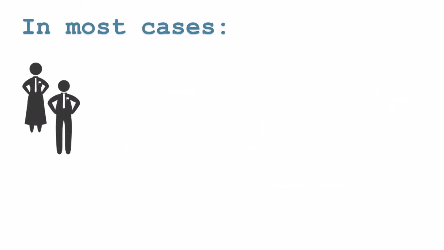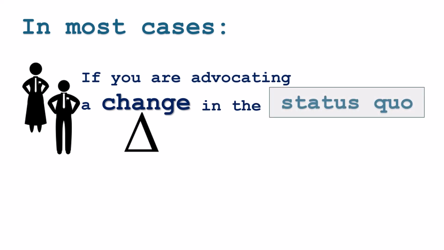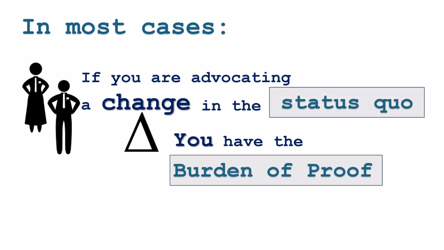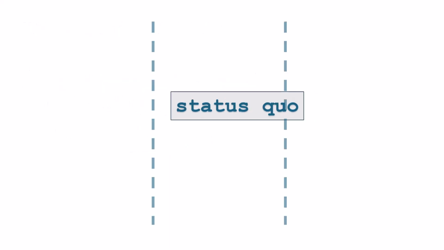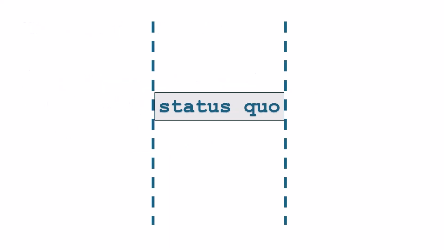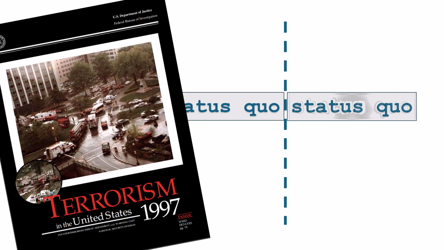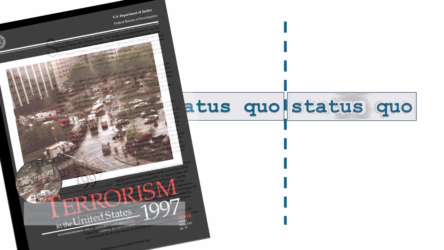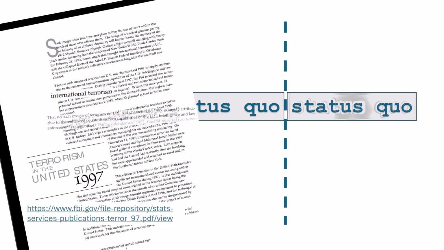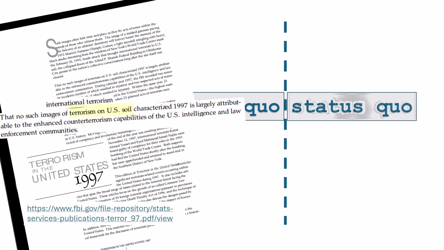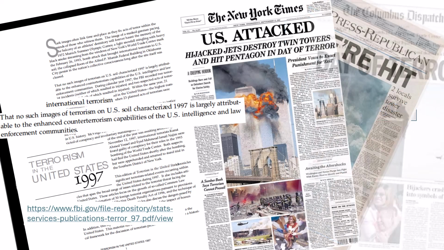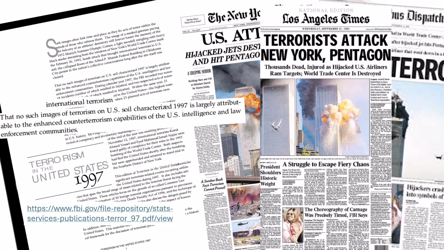However, in most cases, if you are advocating a change from the status quo, you have the burden to prove your case. Just make sure you know what the status quo is, because laws and customs change. So what was the status quo yesterday may not be the status quo today or tomorrow. A prime example is the difference between the U.S. Department of Justice's 1997 Terrorism in the United States report, highlighting that the U.S. had not had an international terrorism attack on U.S. soil, the status quo in 1997, and the newspaper accounts indicating a change in the status quo just 4 years later.